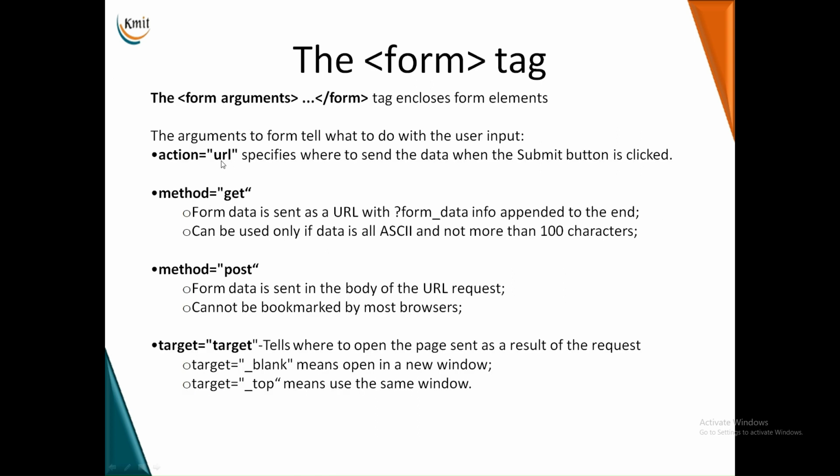Now, action equals URL is one of the arguments. We looked at method equals get, and we looked at method equals post. And there is another attribute or argument called target, which is similar to the anchor tag which we looked at in the last video. Target equals blank will open your server.php in a new window. Target equals top will open it in the current window.